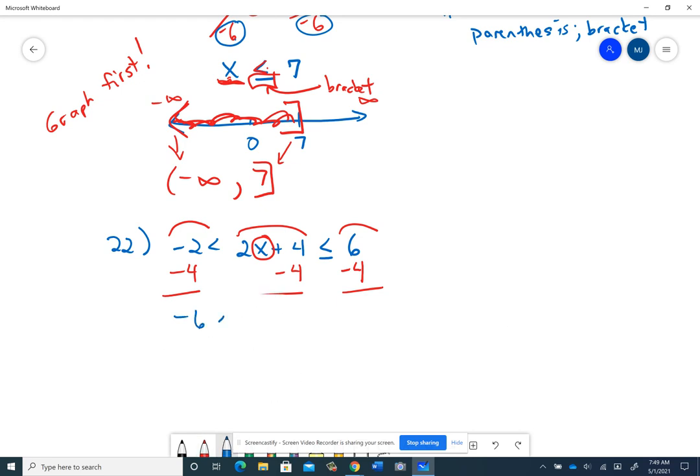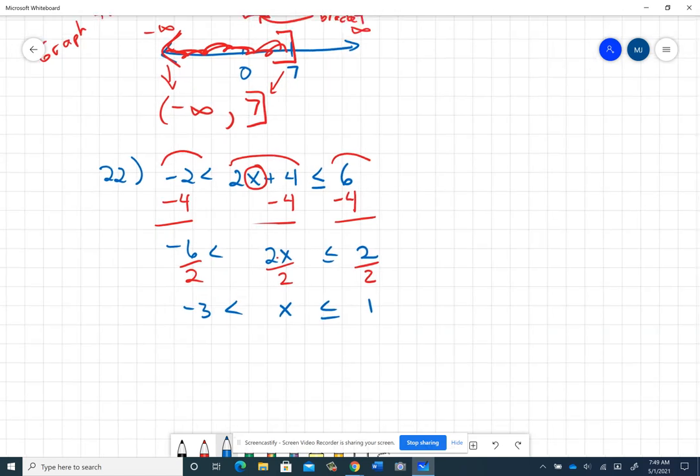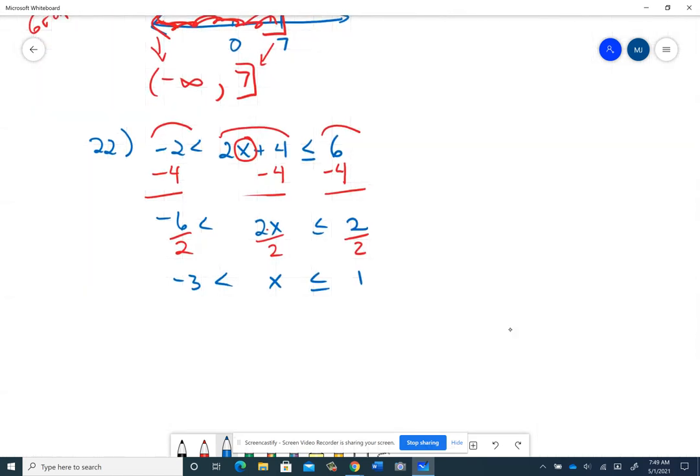So that's negative 6 is less than 2x is less than or equal to 2. Then at that point, we're going to divide by 2 to get the x by itself, but if we do, we have to divide all three parts by 2. So then this becomes -3 is less than x is less than or equal to 1. All right, and then do not separate this.